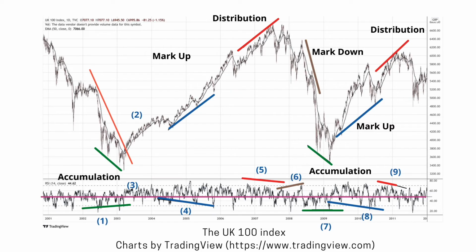This chart of the UK 100 market cycle shows how divergences signal the beginning and ending of stages within a market cycle. The price was on a downtrend, and then a bullish divergence was spotted at point 1. This means that the bears are weakening. There is likely to be accumulation within this area.